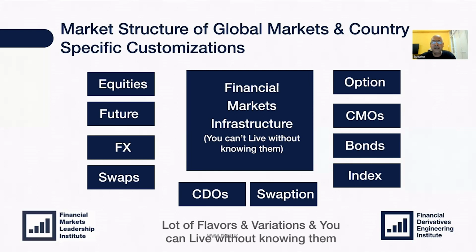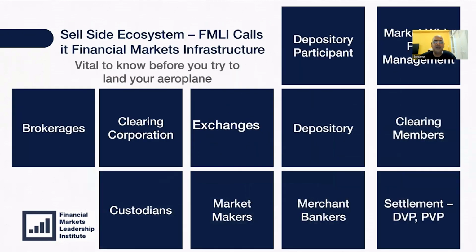So if you see buy side, it will have CDOs, CMOs, swaptions, bonds, index-based securities, options, equities, futures, FX, swaps. And students are so distracted with these kinds of instruments that they absolutely ignore the sell side. And what is the sell side? Sell side is actually the heart of capital markets. It's the heart. So what is sell side? Sell side begins with exchanges, clearing corporation, brokerages, depository participant, market makers, custodian, merchant bankers, investment bankers, etc. They all fall on the sell side.